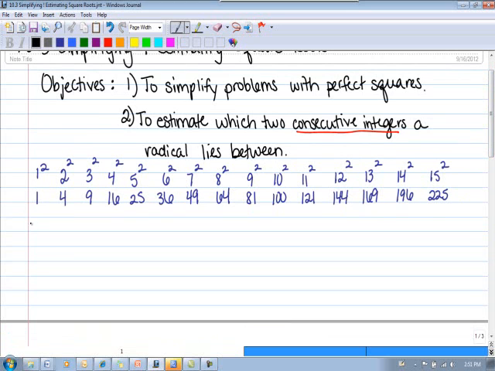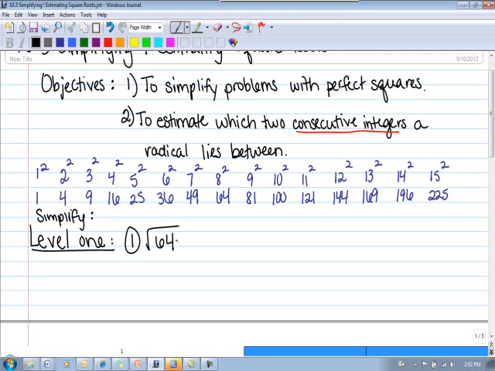So we're going to start with level 1 from objective 1. We want to simplify the following problems. Okay, so I'm writing simplify and level 1 simplifying. The first one, this is going to seem really easy and you're probably going to laugh at me, but I want to know what the square root of 64 is. And yes, looking at the chart up above, 64 is on the chart. And in fact, if you take 8 squared, you get 64. So the square root of 64 is 8.